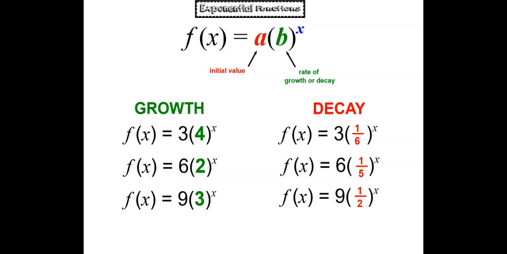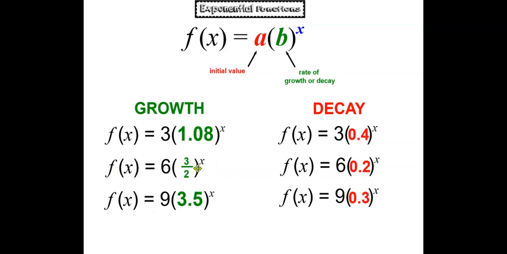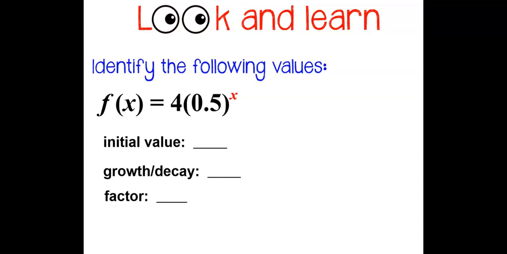And just because you're a fraction doesn't necessarily mean that you're decay. Take an example here where we have 3/2. That's a fraction, but because the fraction is greater than a whole, it is still growth. Whether you use a fractional number or a decimal number, anything between 0 and 1 is decay, and anything greater than 1 is growth.